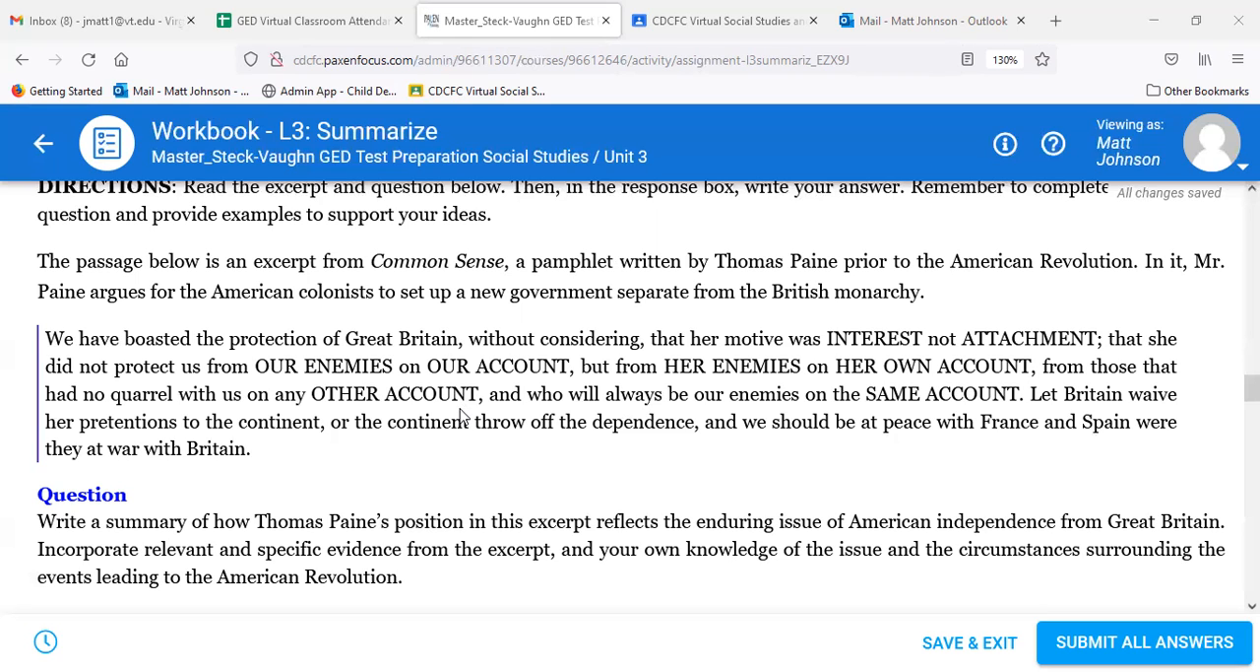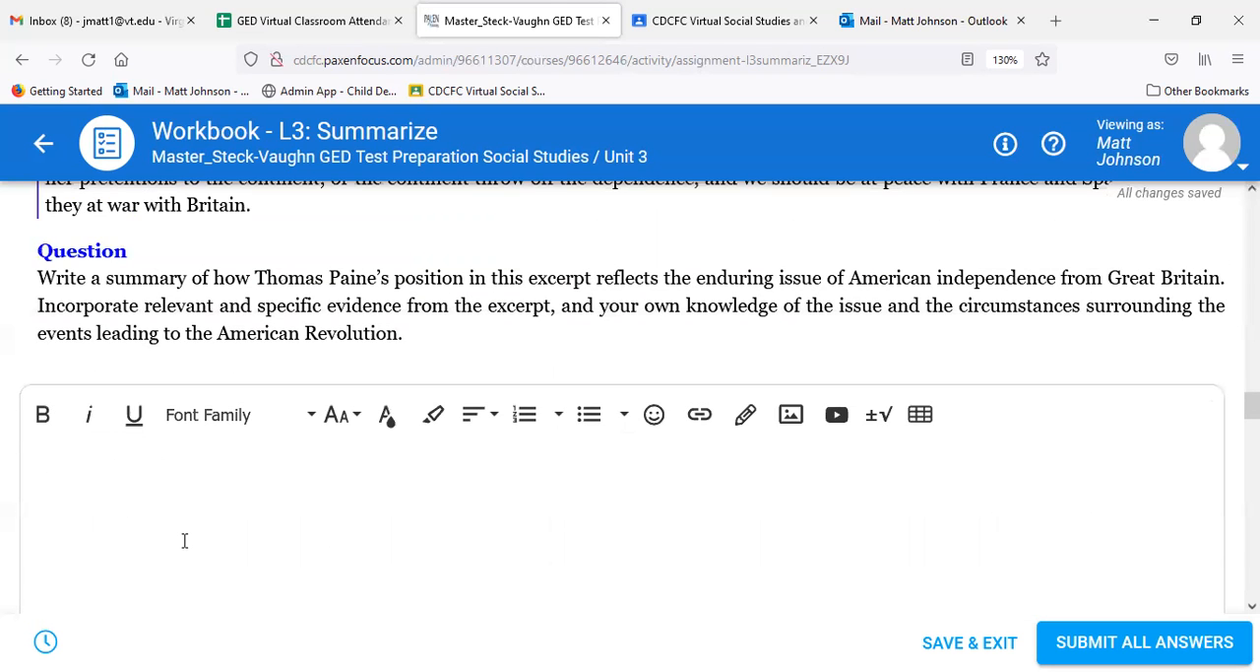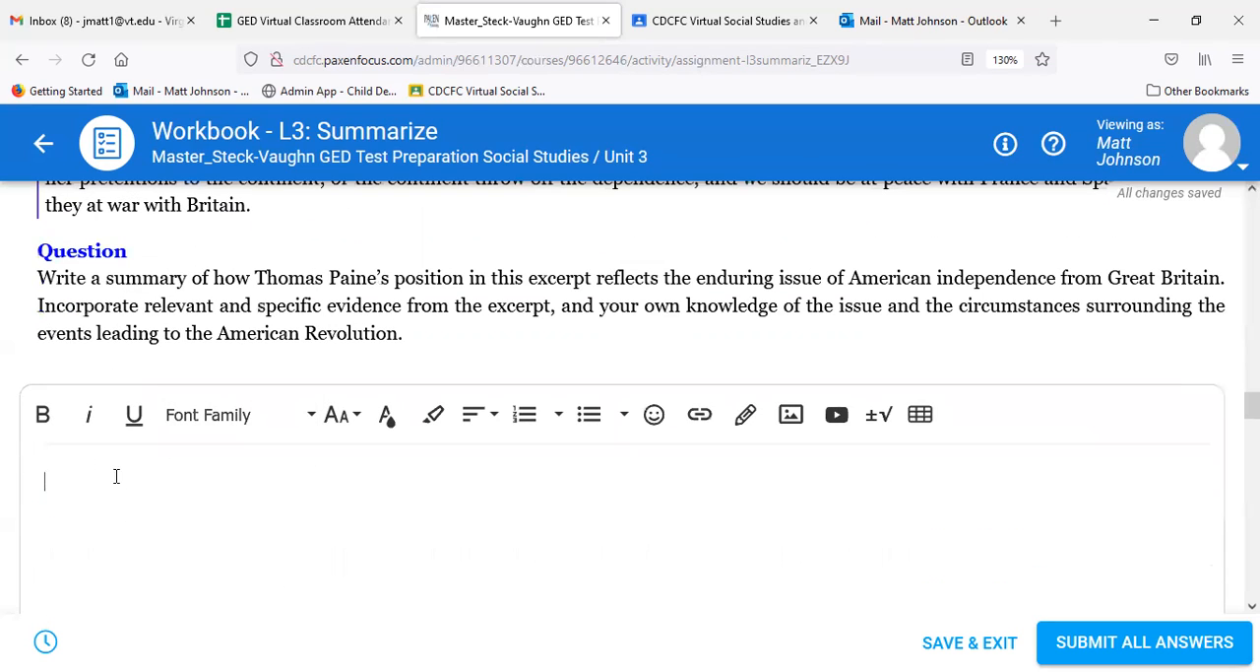So he argues that the connection between the colonies and Great Britain is only in the interest of Great Britain. So let's go ahead and open up our text here. It's a really short passage, and we're only going to summarize in our own words. We're going to do our best to keep it succinct, not go too long, but we have a few details that we do need to put in.